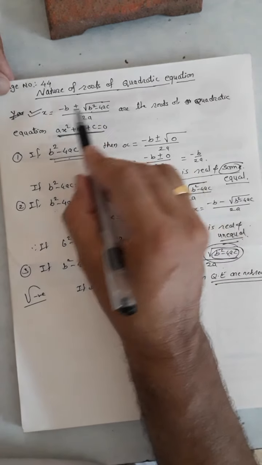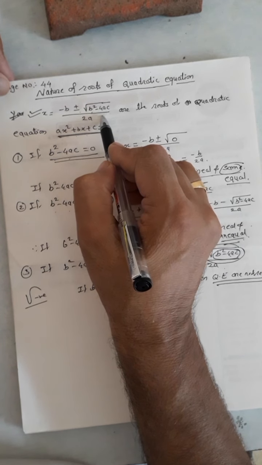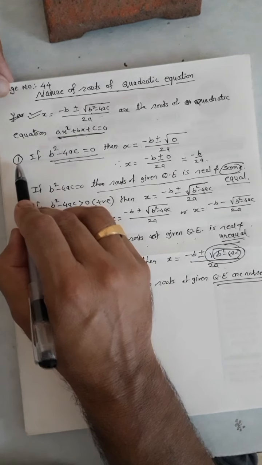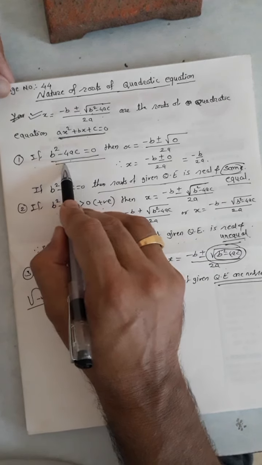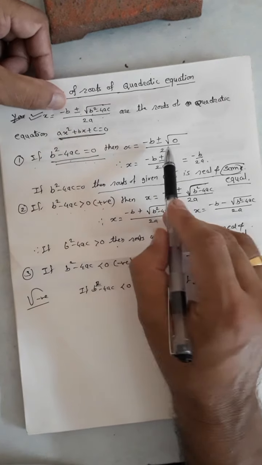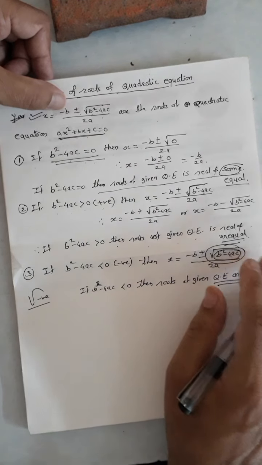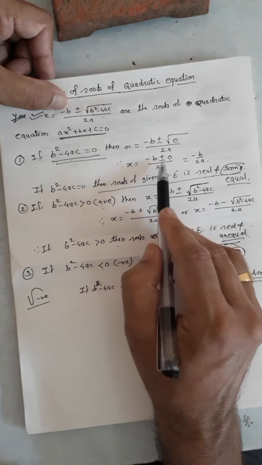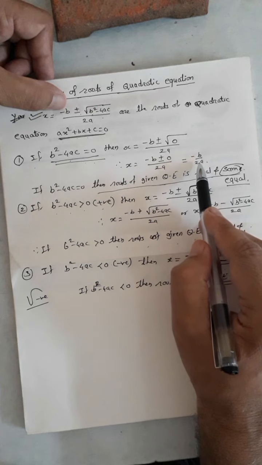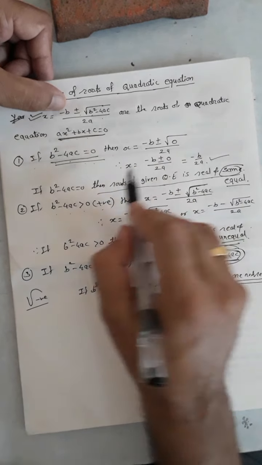Means what is the effect on the nature of the roots if b square minus 4ac is greater than 0 or less than 0 or 0. First of all we see if b square minus 4ac is equal to 0, then x is equal to minus b plus or minus square root of 0 upon 2a. X is equal to minus b plus or minus square root of 0, means 0, upon 2a, that is minus b upon 2a. Means here we got only one value of x.